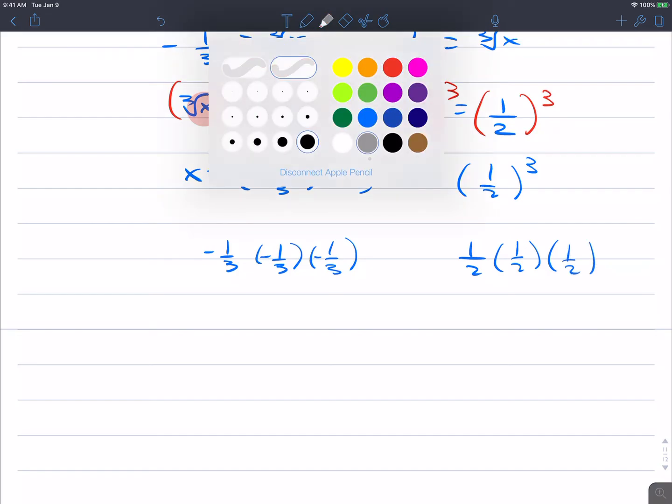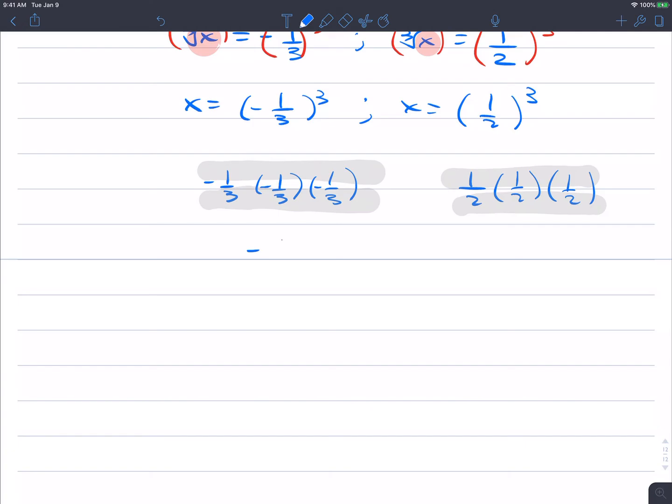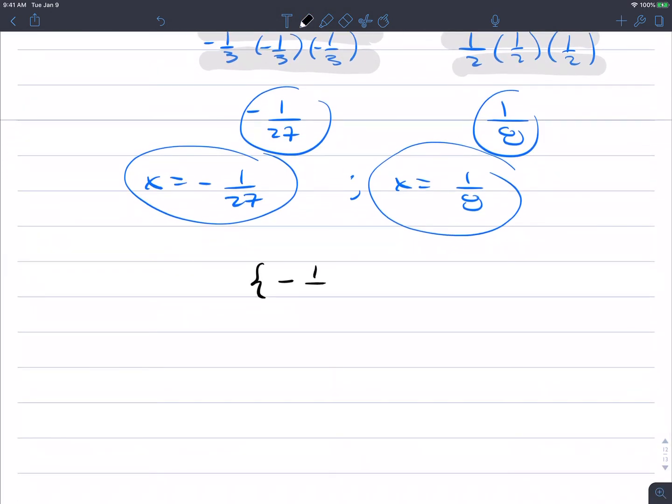And when you multiply fractions, you multiply the numerators times the denominators, straight horizontally across. So negative times a negative times a negative is a negative. 3 times 3 times 3 is 27. So this is the first number. 1 times 1 times 1 is 1, and 2 times 2 times 2 is 8. So we get x here is negative 1 over 27. We get x here is positive 1/8. These are the solutions here. Negative 1 over 27, positive 1/8.